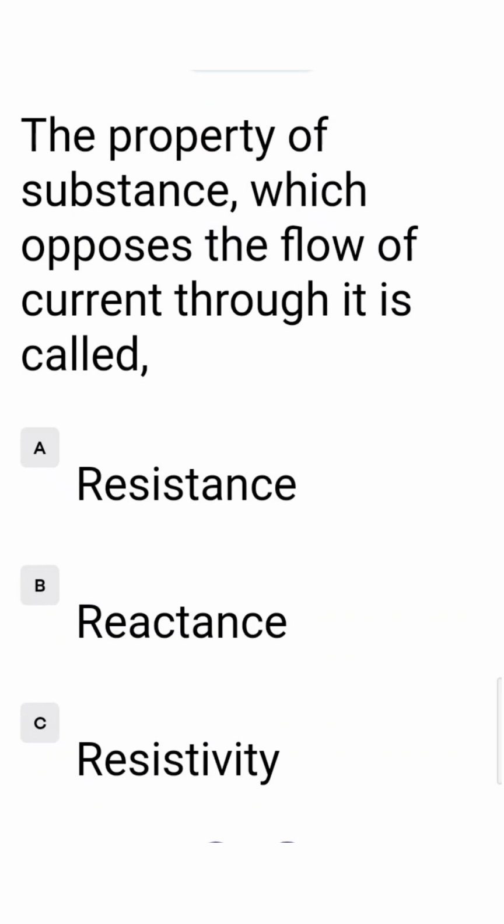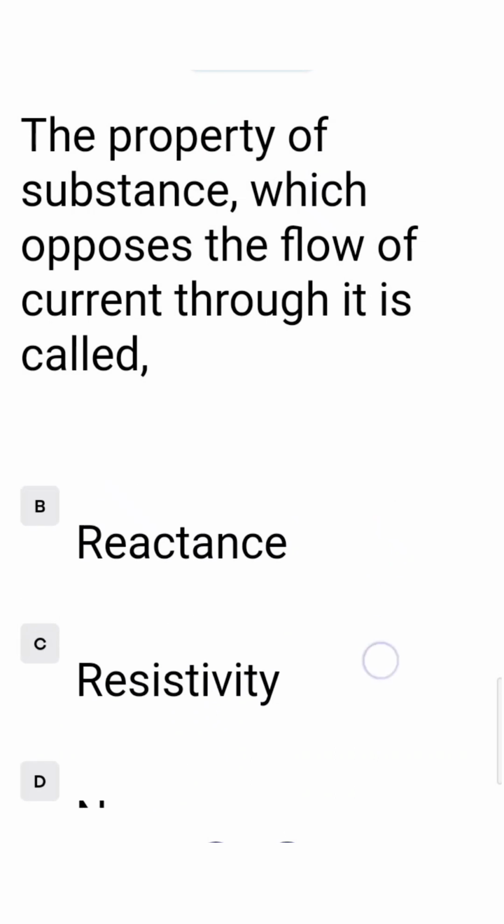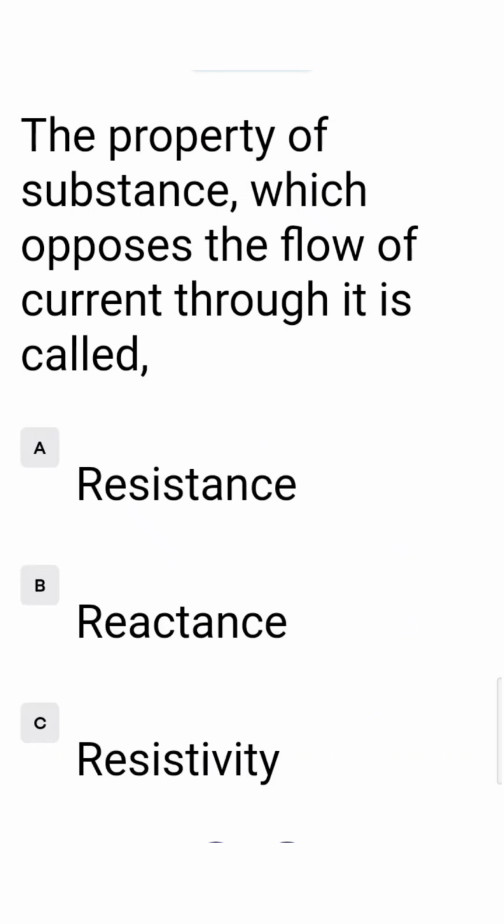The property of a substance which opposes the flow of current through it is called: option A resistance, B reactance, C resistivity, D none. The correct answer is option A, where it is written resistance. So we tick option A.